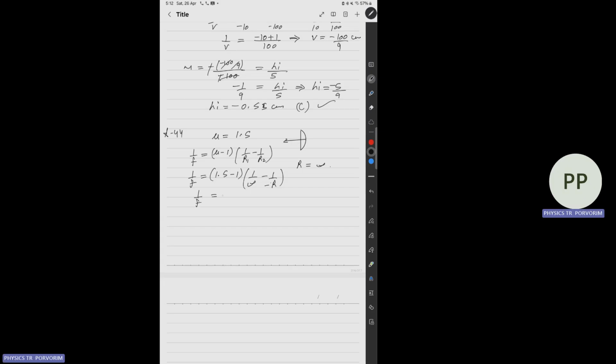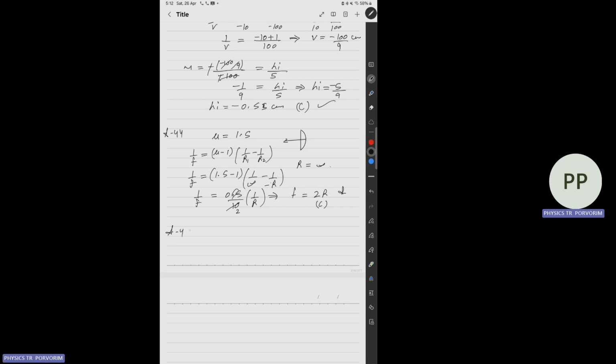So 1 by f will be equal to 0.5, and 1 by infinity is 0, and this will be 1 by R only. So cancel, it will be 2. So here f is equal to 2R. So the correct option is C.